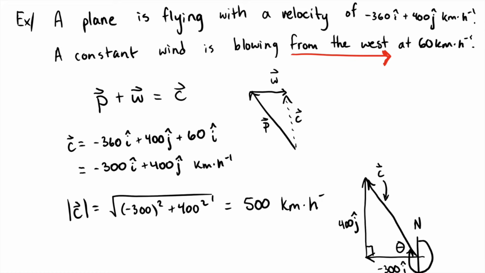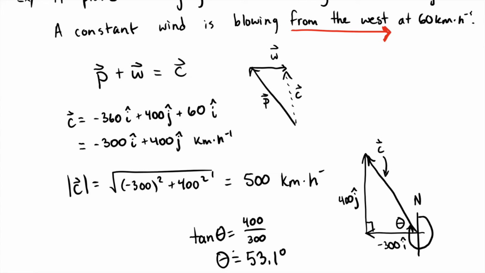Because this is a right angle triangle, I can simply use SOHCAHTOA, my primary trig ratios, to solve for that angle. I have the side opposite to the angle and the side adjacent to the angle, so I can just use tan here and say that tan theta is equal to 400 over 300. When I solve for the angle in degrees, I get that theta is equal to 53.1 degrees.